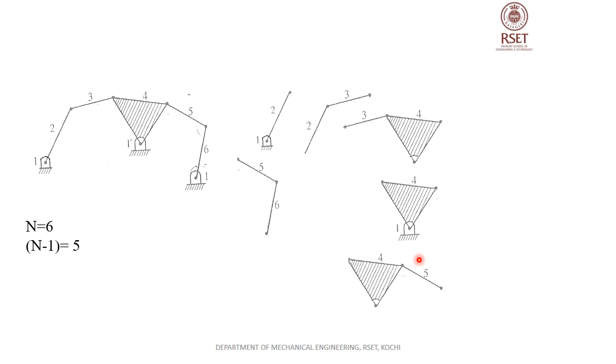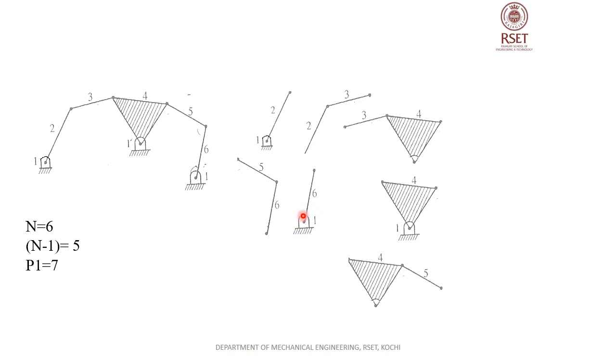What about 5 and 6? 5 and 6 are connected with a pin, you can see here, and 5 can be rotated about 6, and 6 can also be rotated about 5. So one motion is possible, that is 1 degree of freedom, one rotation. Next one, 1 and 6. This is also another revolute or turning pair, in which 6 can be rotated about the hinge 1. So this is also a kinematic pair with single degree of freedom.